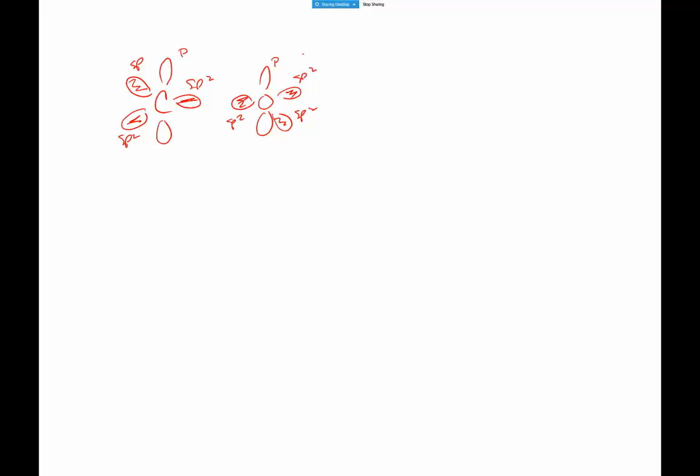4, right? So each hybrid orbital gets an electron, and the unhybridized p gets an electron. 50% of its time it spends in the top lobe, 50% of its time in the bottom lobe. So that's like drawing a Lewis dot structure of carbon. Every orbital gets one electron.